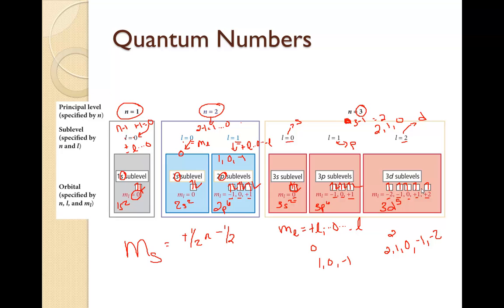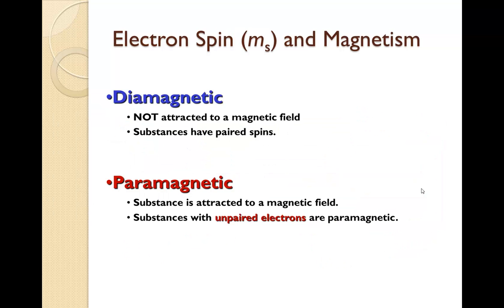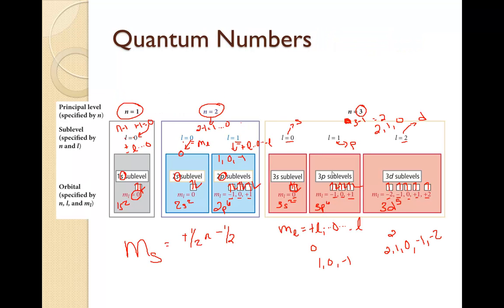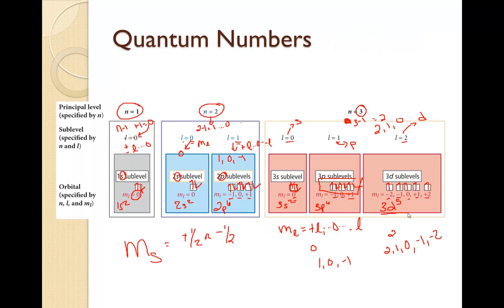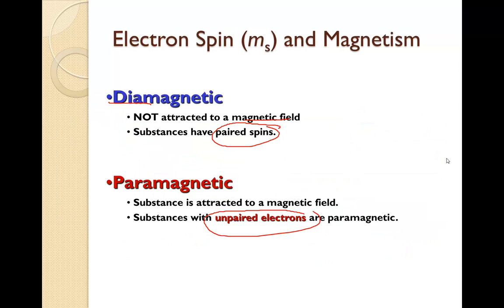So electron spin and magnetism. If the substances have paired spins, so when we look back here, this is what we're talking about, paired spins. If the electrons are all paired up, they are not attracted to magnetic fields, and that's called diamagnetic. If they're unpaired electrons, which is why I left 3d5 deliberately rather than 3d10 to show you this is the unpaired group. If it has unpaired groups, that's going to be attracted to magnetic field, and that's called paramagnetic.